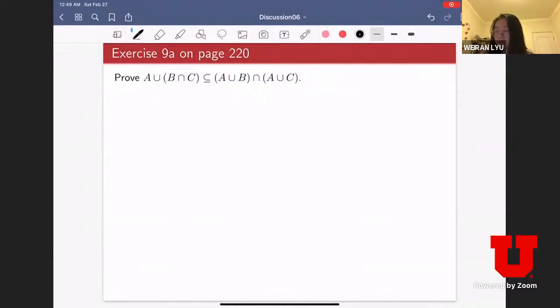All right, so the next problem is to prove this. You want to show that the left-hand side is a subset of the right-hand side. It's a set problem. I will give you guys about 3 minutes to work on this one. Just remember how you prove that something is a subset of another.